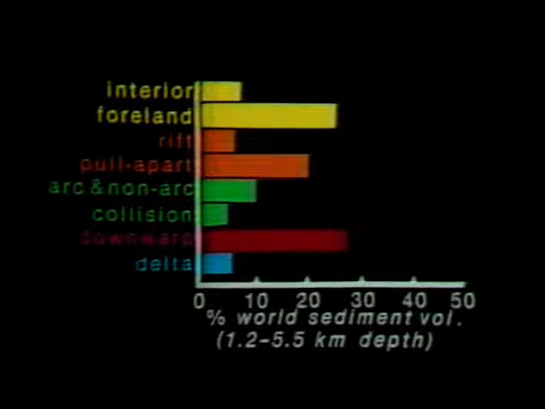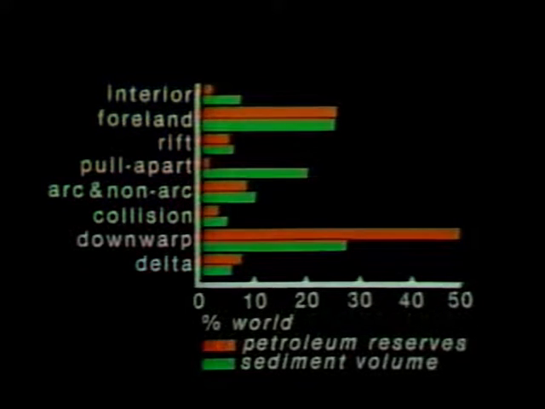One of the critical factors to oil generation and production is the amount of sediment that is found within the depth range of the oil and gas windows. We can divide the total world sediment volume that lies within this range according to basin type. Note the striking similarity between this graph and the one we'd just seen. For the most part, the proportions are the same within a few percentage points.